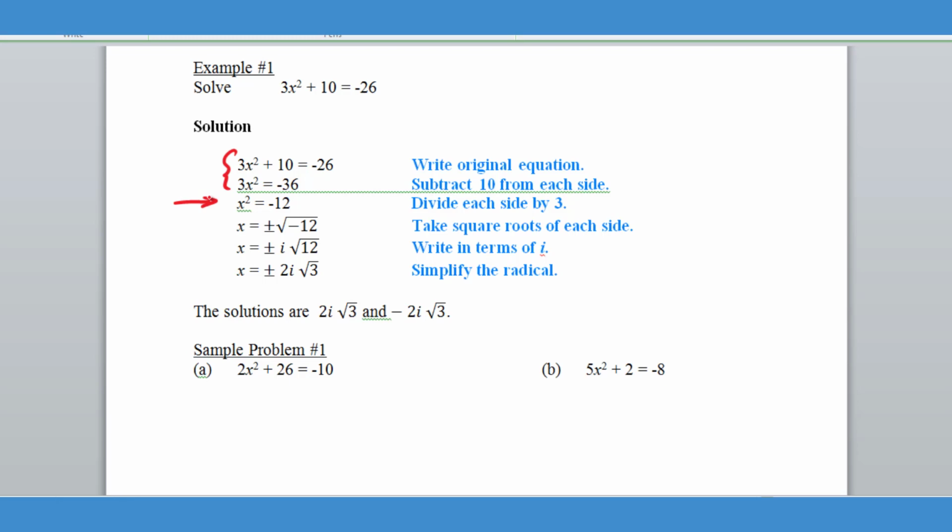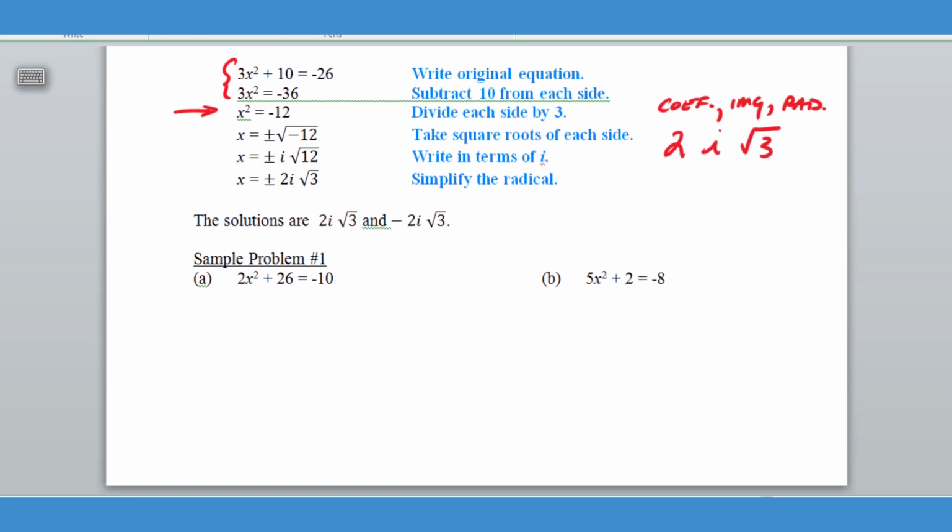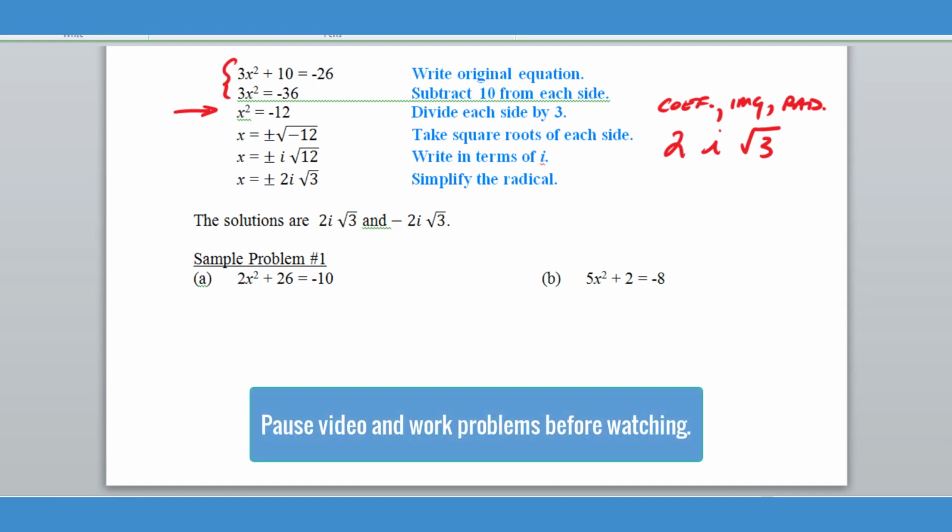Now let's be very clear here. The order in which you should write this would be the coefficient first, then the imaginary unit, then the radical. So that ordering of 2, then i, then square root of 3 is very important. We want to do the radical last, and of course the i acts like a variable, so the coefficient should come in front of that. So get comfortable writing your final answer in the correct ordering of those. We have a sample problem here, part A and part B, so go ahead and take a moment to work those two problems.